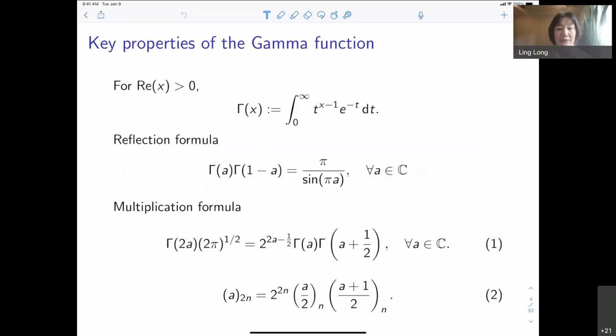So let me briefly go over, because this is going to be parallel to the classical setting, the key properties of the gamma function from yesterday. The gamma function is defined, given x, in two parts. One part is multiplicative in t, and the other part is additive in t. It satisfies the reflection formula and the multiplication formula. This is the double angle formula, but there are other multiplication formulas.